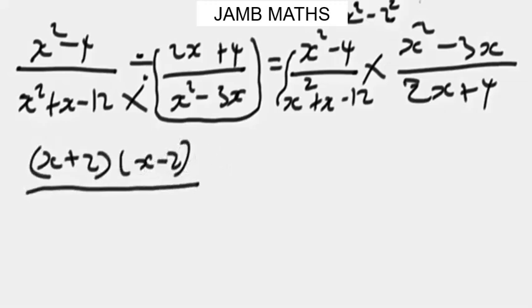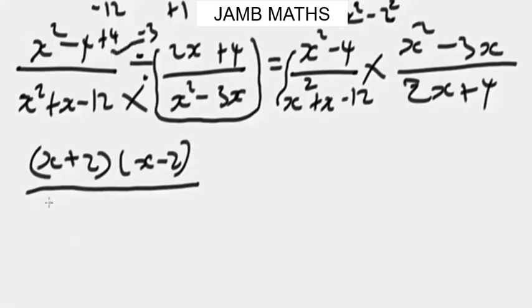Now at the denominator, let's factorize that quadratic expression, x squared plus x minus 12. What are two values that when you multiply them, you get negative 12, and when you add them, you get plus 1? Let's experiment with 4 and 3, that's plus 4 and negative 3, and see if it will work. Plus 4 times negative 3 will give us negative 12, and 4 plus negative 3 will give us plus 1. That means these factors will work.